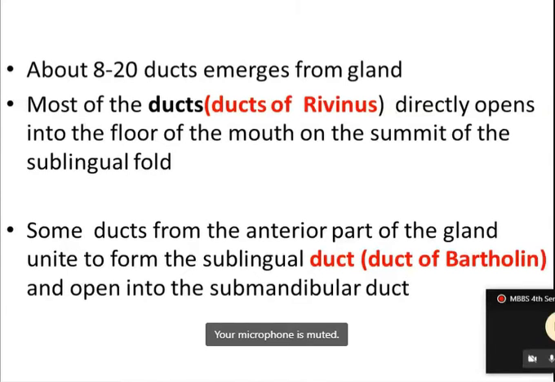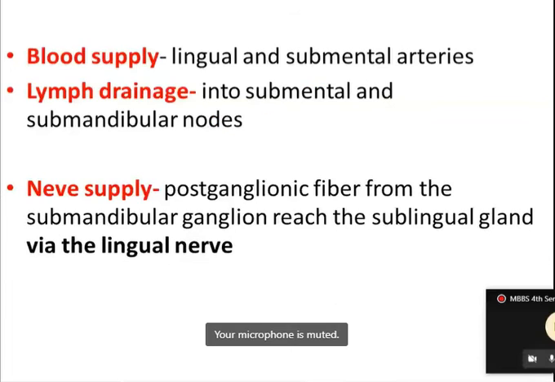And the blood supply is by the lingual and submental arteries. Again, they are the branches from the external carotid artery. The lymphatic drainage is into the submental and submandibular lymph nodes. So submental lymph nodes in the submental triangle just below the chin, and submandibular lymph nodes in the submandibular fossa or submandibular region of the mandible or the digastric fossa. And the nerve supply is by the postganglionic fibers from the submandibular ganglion that reach the sublingual gland via the lingual nerve, similar to the submandibular salivary gland.